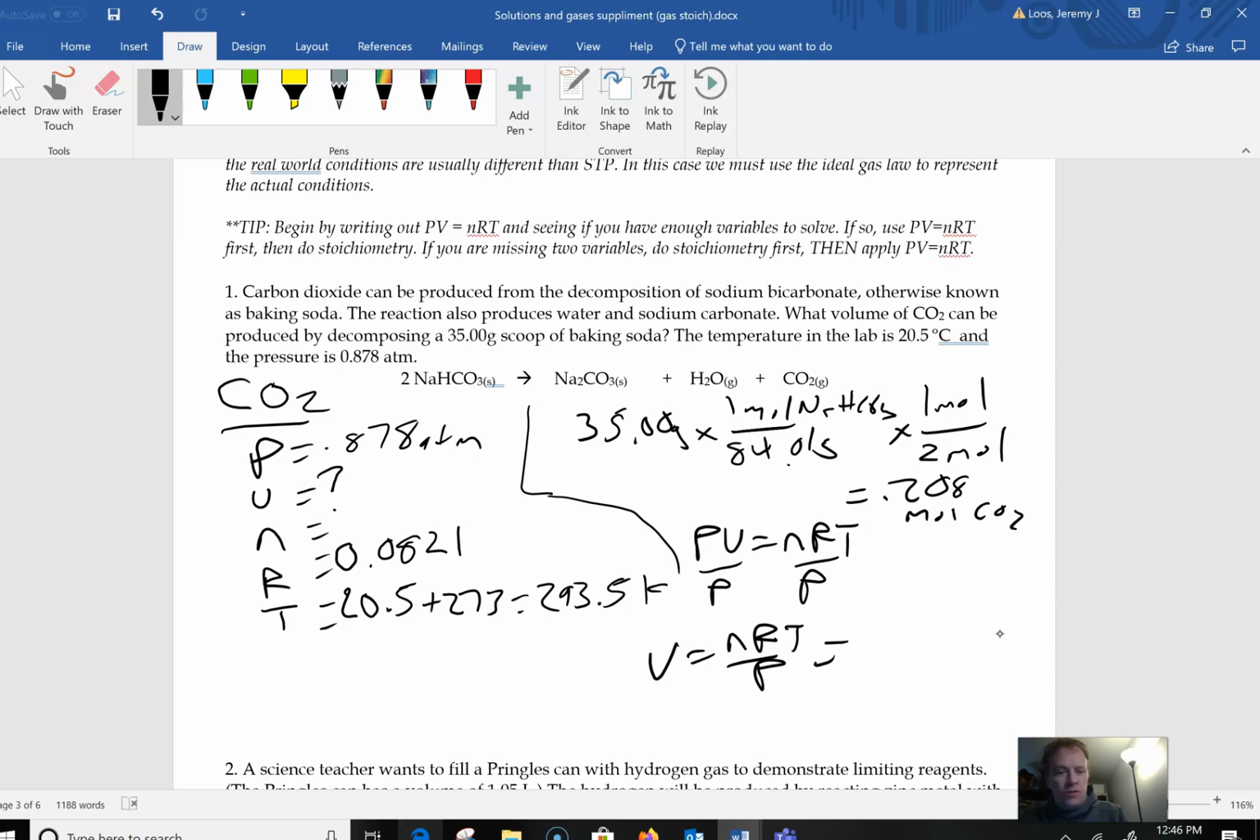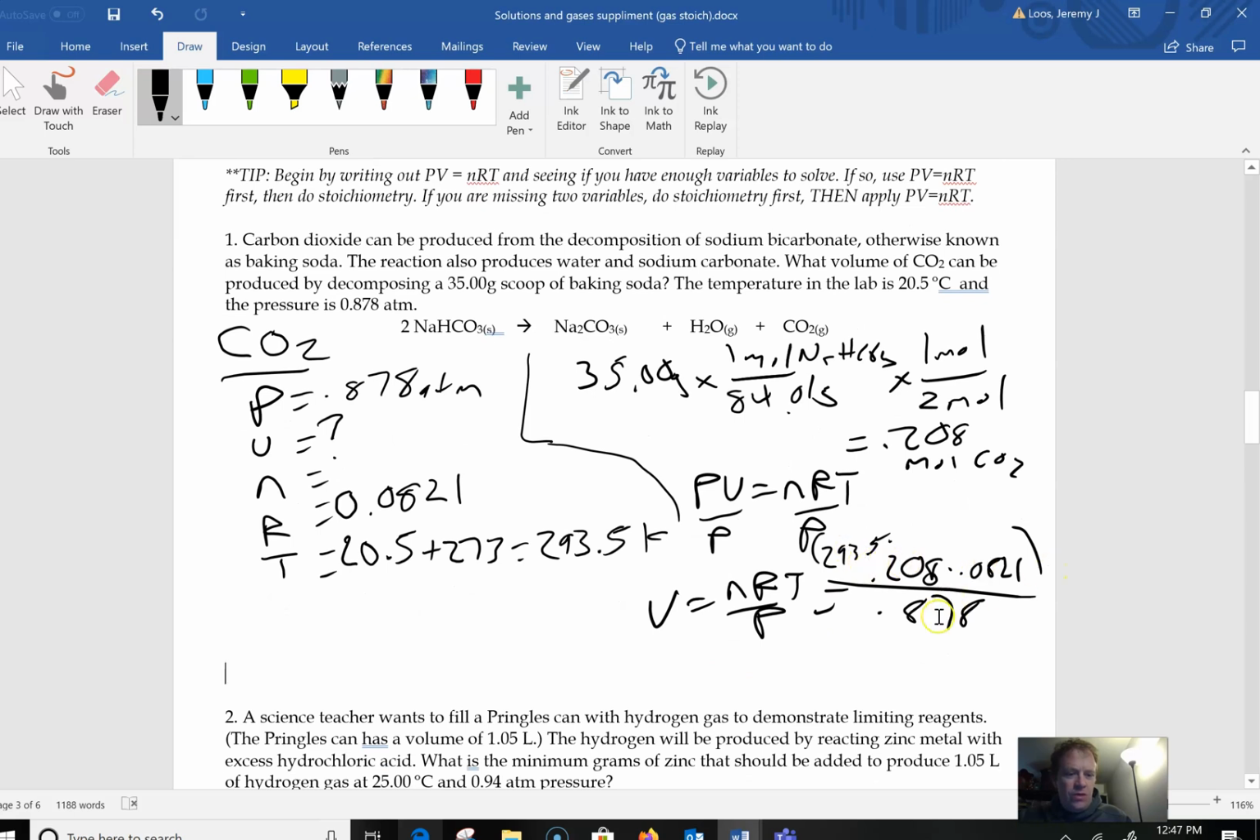So we're going to plug in the moles that we figured out right there, 0.208 times 0.0821 times the temperature in Kelvin, which is 293.5. I'll put that over here, 93.5. Apologize about the handwriting. And then divided by the pressure, which is 0.878. So just plugging in the n, the R, and the T over the P. So it's those three things multiplied together, divided by the P, and we're going to get 5.71 liters.